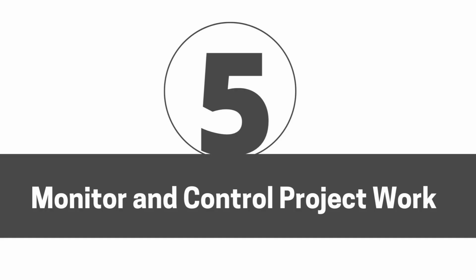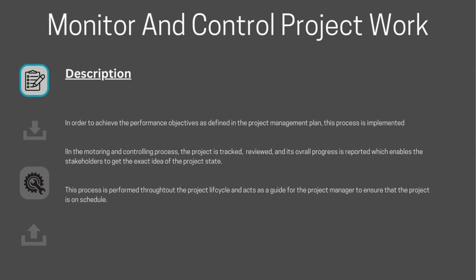Now, let's talk about monitoring and controlling project work. This process is part of the monitoring and controlling process group in the integration management knowledge area. It helps achieve the performance objectives defined in the project management plan. It ensures that all deliverables are met according to the defined standards. Throughout the project life cycle, this process tracks progress and reports on the overall status of the project. It gives stakeholders a clear idea of how the project is progressing and whether it is on schedule, within budget, and using resources efficiently. Identified risks are also monitored and managed according to the plan.